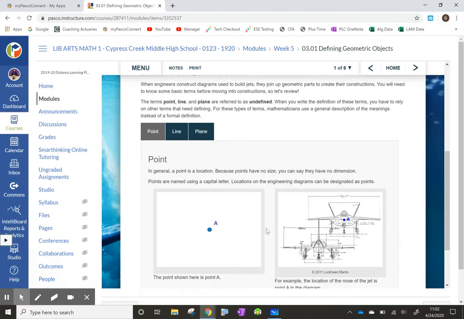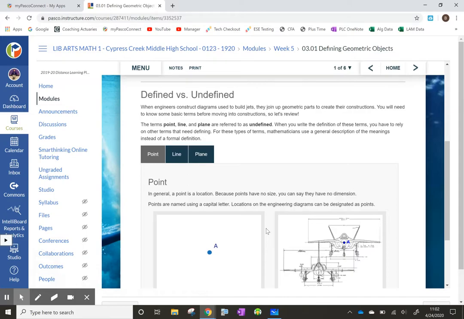So now there are defined and undefined terms in geometry. The three undefined terms are point, line, and plane. The reason they're undefined, even though we're going to make a definition for them, is that undefined really means they create a foundation for geometry. You can't have geometry without these three essential pieces: point, line, and plane.